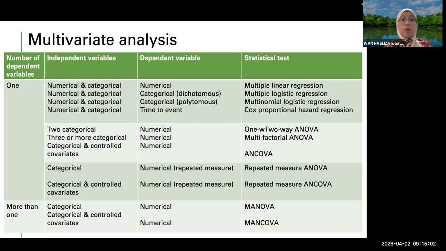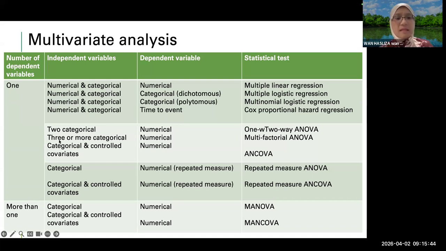What happens if I have three or more than that? For three or more categorical variables, now you want to study more than two categories, so you have to apply multifactorial ANOVA. For multifactorial ANOVA, here is all categorical. But if you have a mix with numerical variables, the above statistical test is not suitable. This one is only for categorical. You don't have any numerical independent variable.